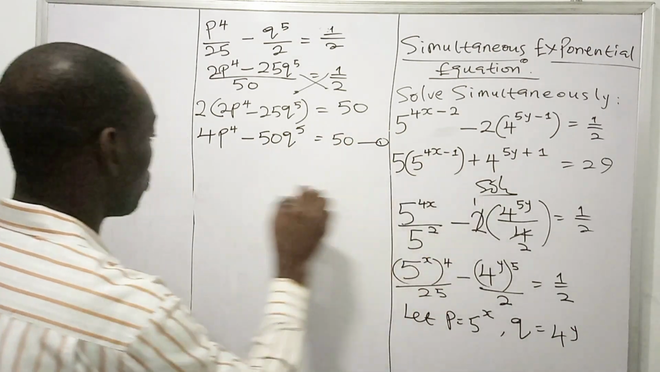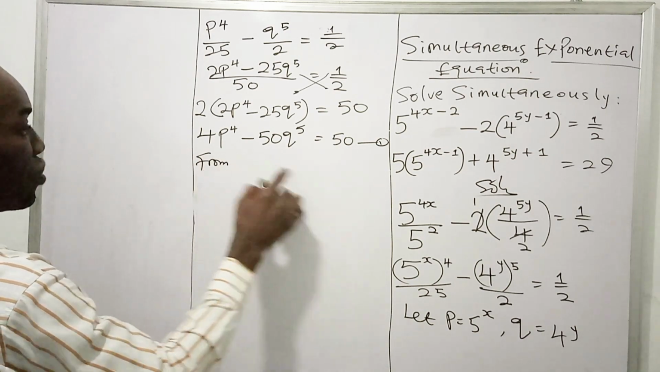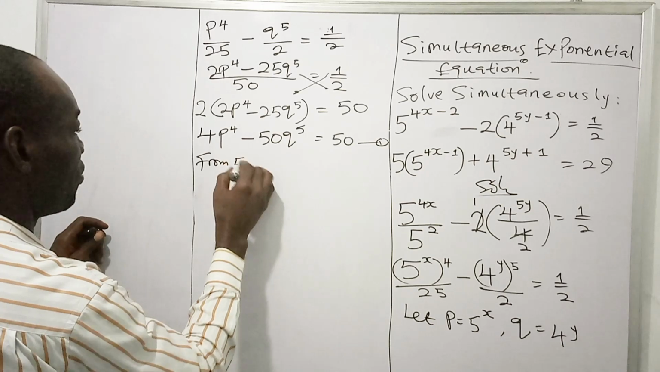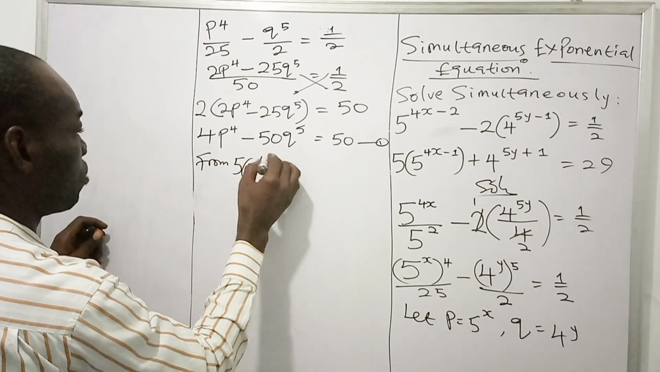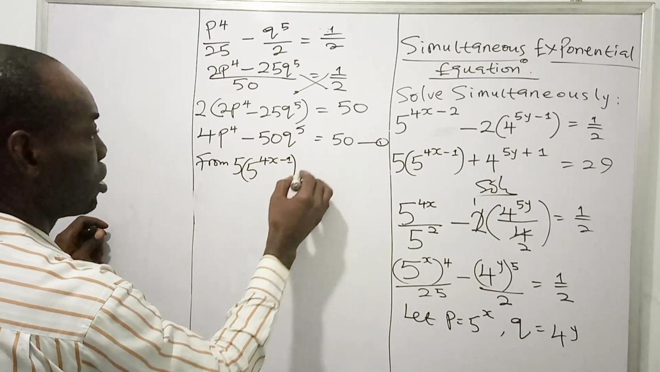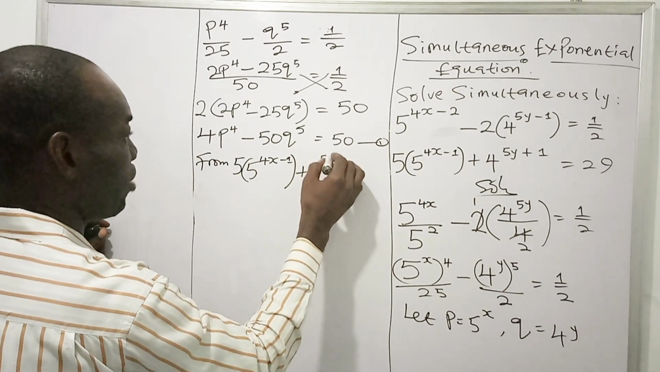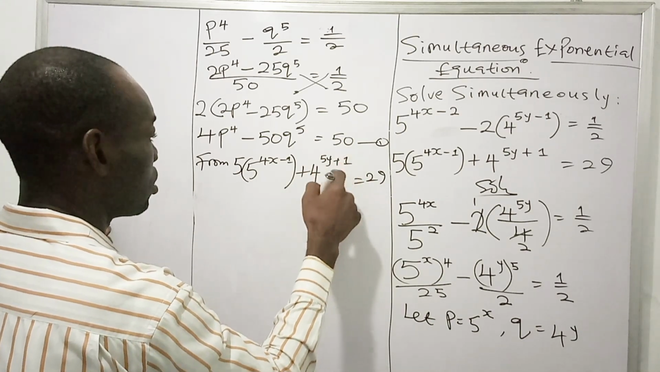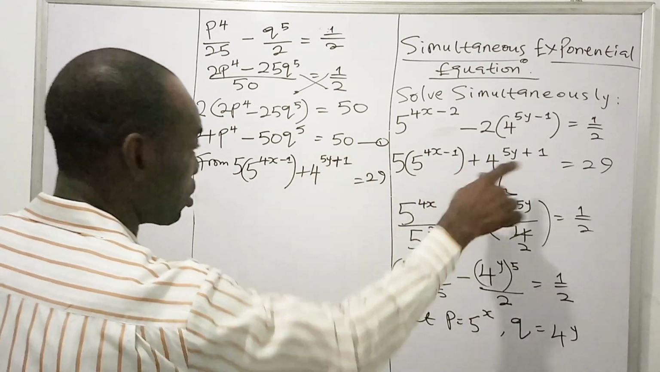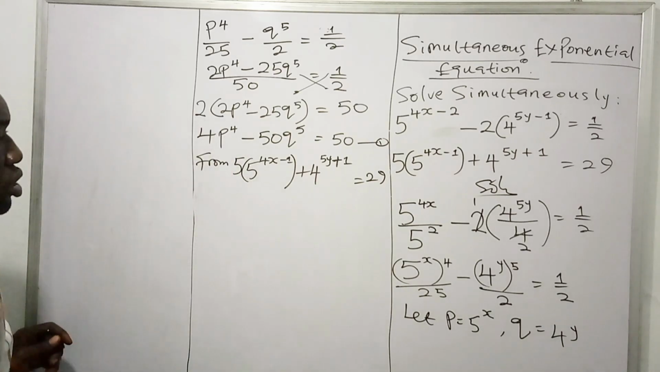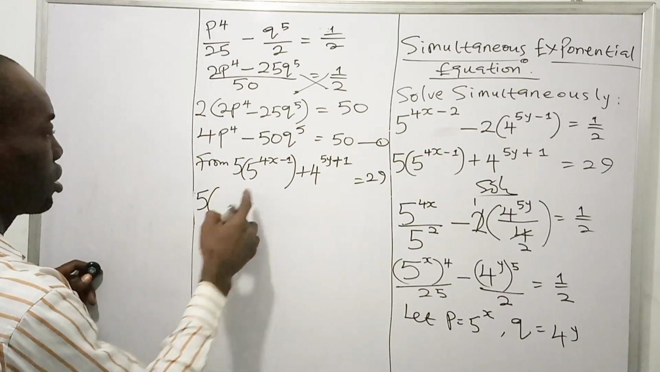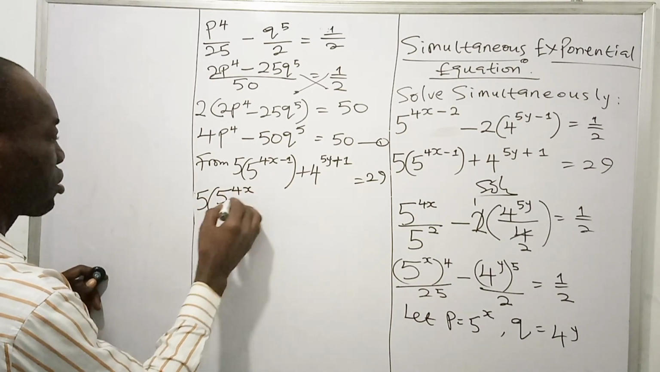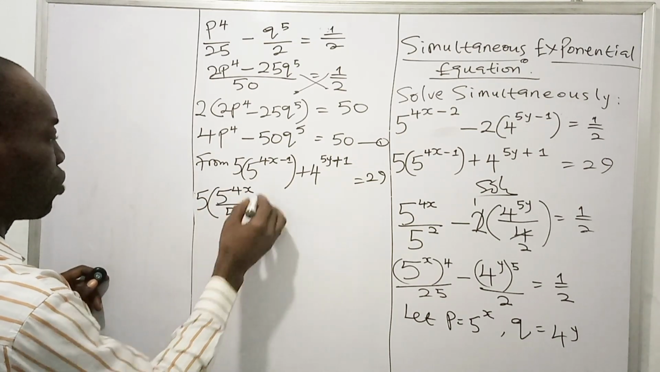Then let's get to the second equation we have there. From this other one here, from 5 in bracket, 5 to the power 4x minus 1 plus 4 raised to the power 5y plus 1, all equals 29. Now 5 in bracket, still applying the same indices law here, that will be 5 raised to the power 4x, all raised to 5 raised to the power 1.